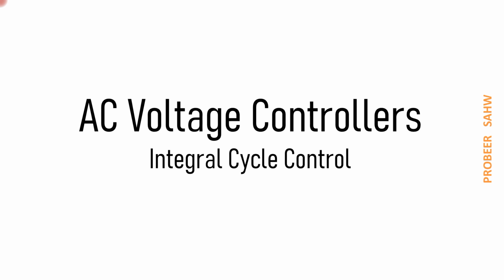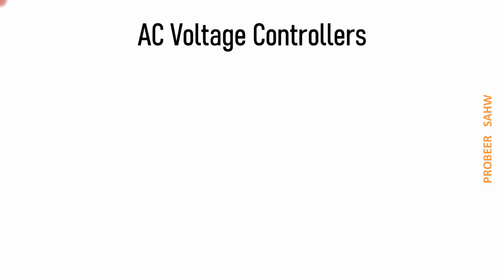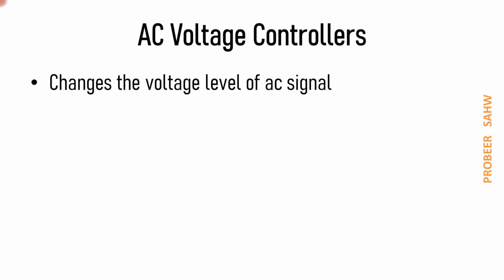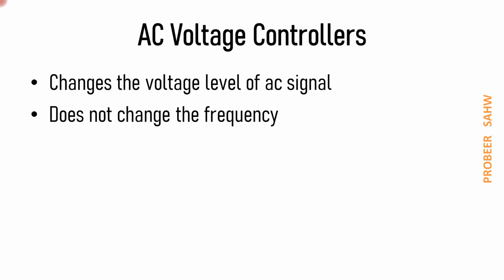Today we are going to discuss integral cycle control of AC voltage controllers. AC voltage controllers change the voltage level of an AC signal and do not change the frequency. So AC voltage controllers are basically power converter circuits which change the voltage level of an AC signal.